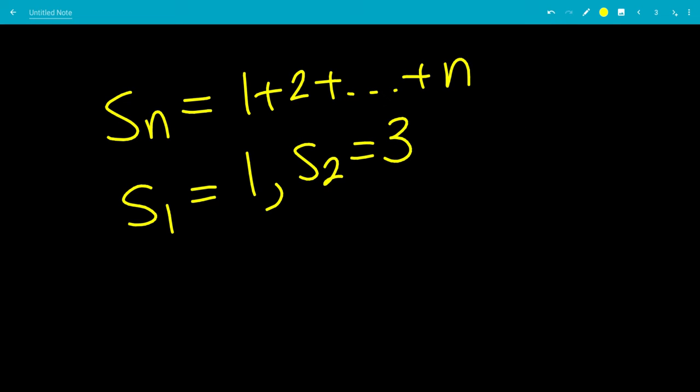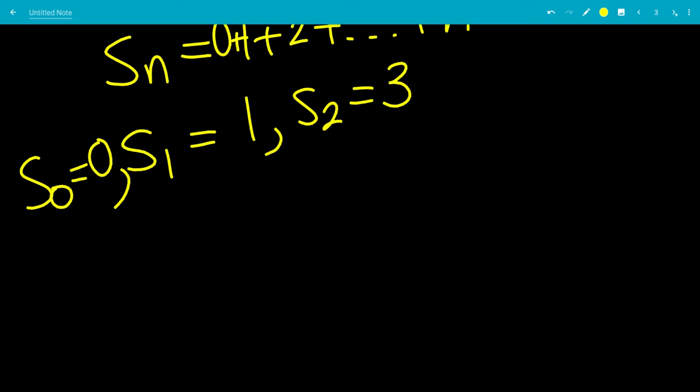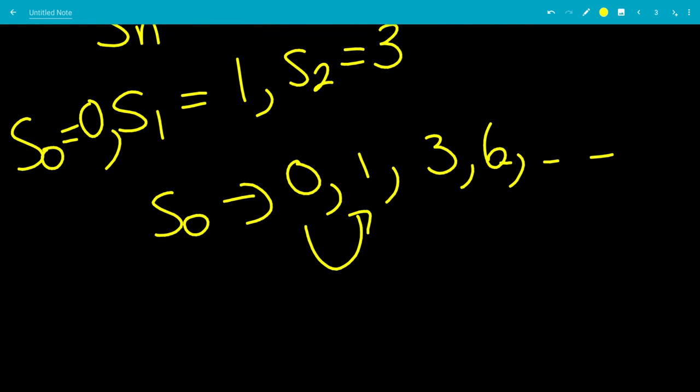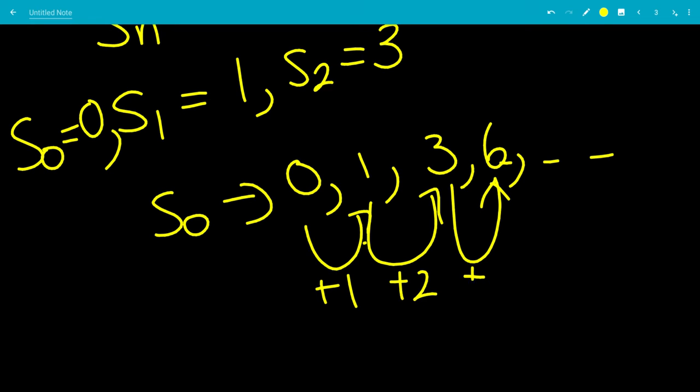Okay. But let's look. So we can add a 0 to the beginning and it doesn't change anything. So now we have s of 0 is 0. Okay, good. So if we want to write this as an array, this can be basically 0, 1, 3, and so on. Just be 6, and then so on. Okay. To get from 0 to 1, you have to add 1. To get from 1 to 3, you have to add 2. From 3 to 6, you have to add 3. And so on. Notice the pattern?